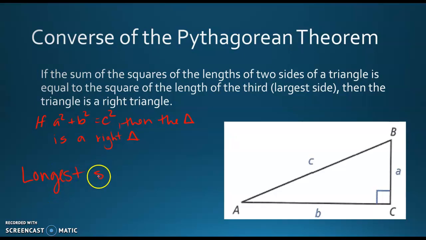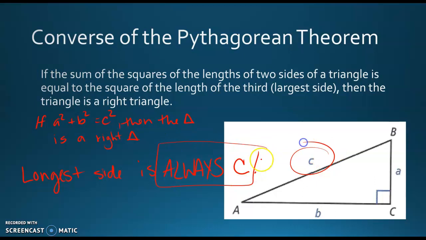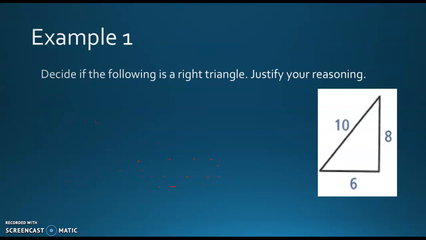The longest side is always c. Always, always, always. Because we need our hypotenuse in that position. So let's do some practice. We need to decide if the following is a right triangle, and then we're going to justify our reasoning. Justifying is just stating why that is true.